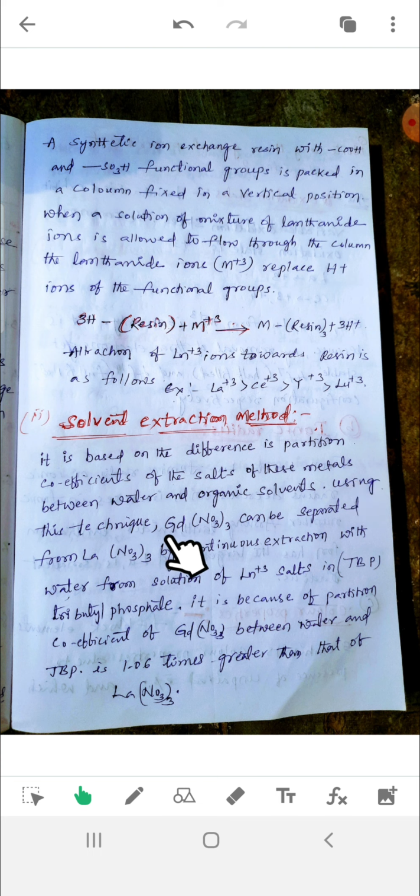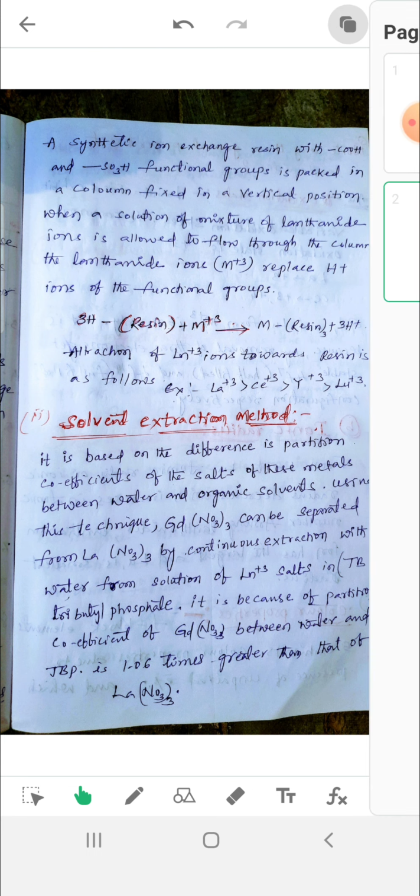Using this technique, gadolinium nitrate can be separated from lanthanum nitrate by continuous extraction with water from the solution of Ln plus 3 salts in TBP, tributyl phosphate. It is because the partition coefficient of gadolinium nitrate between water and tributyl phosphate is 1.06 times greater than that of lanthanum nitrate. So these are the methods to separate the lanthanides.